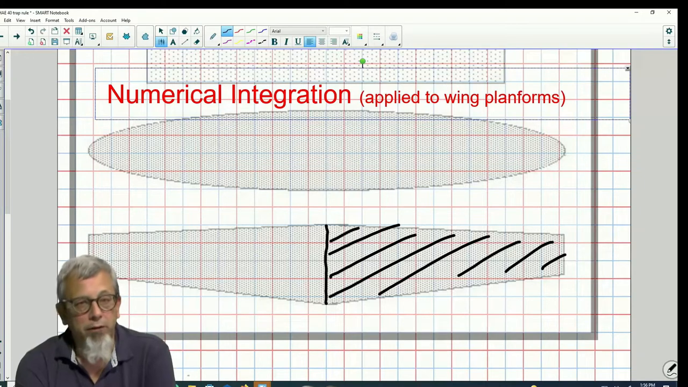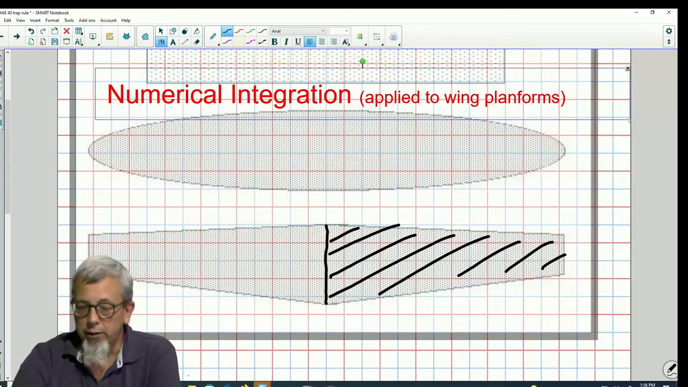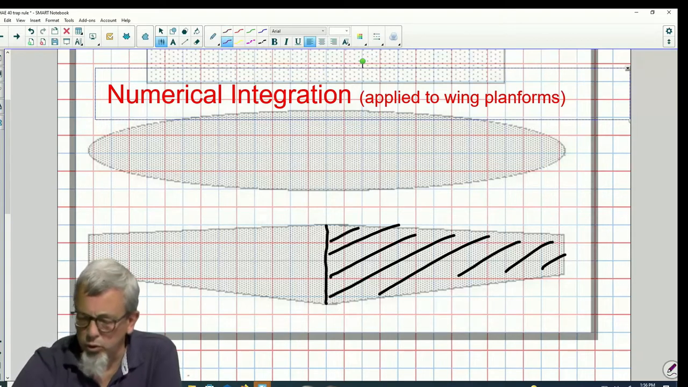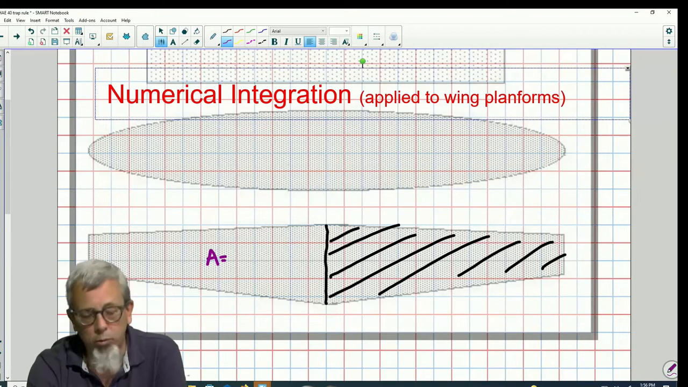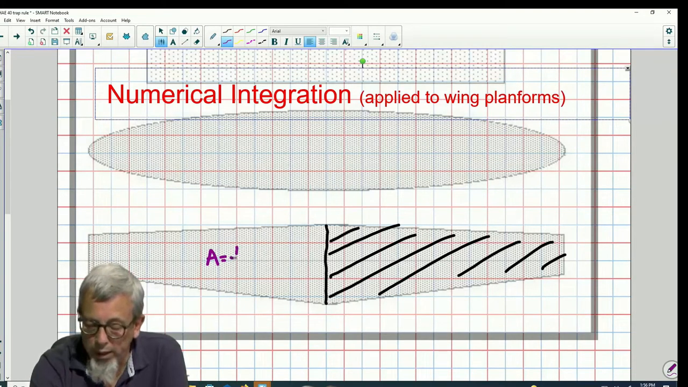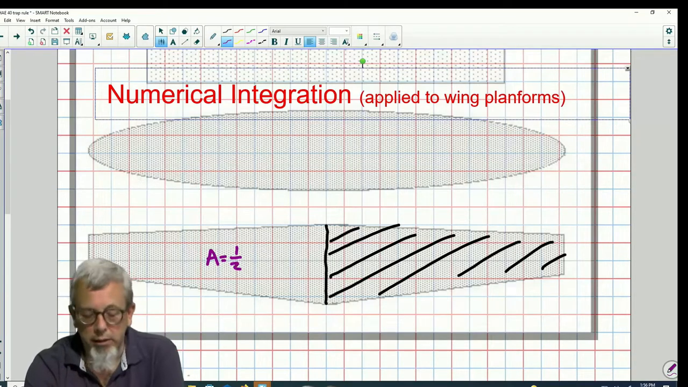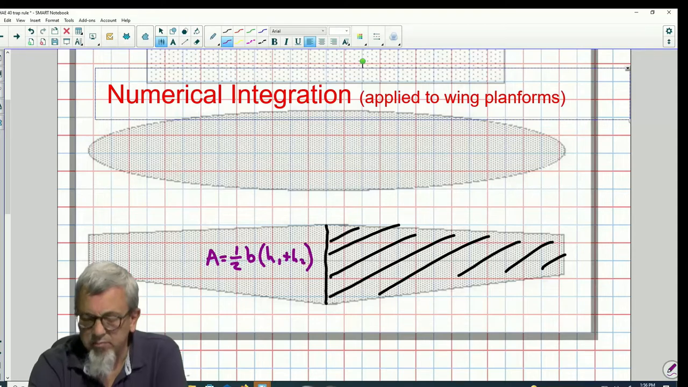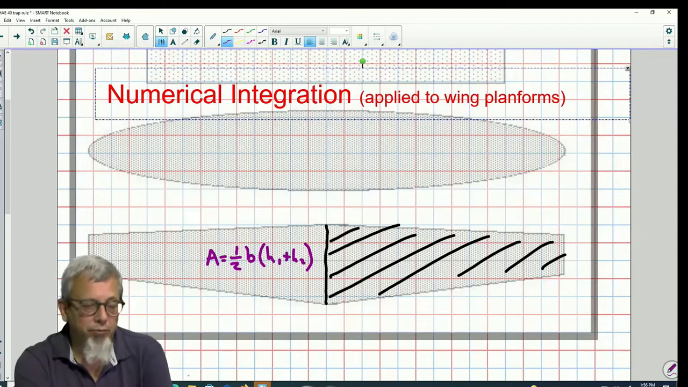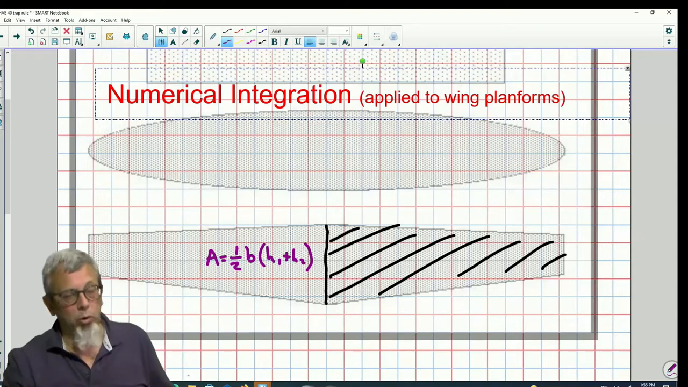Now we have a formula for the area of a trapezoid. The area of a trapezoid is very much like the area of a triangle. The area of a trapezoid follows a rule that looks something like this. The area is going to be equal to 1/2 a base, something known as a base, times the average of two heights.